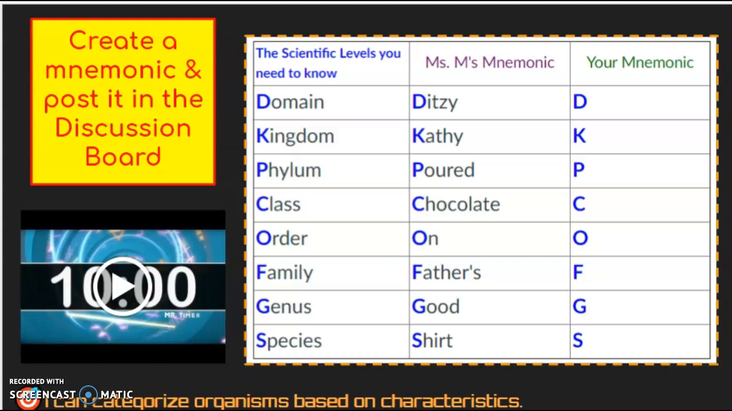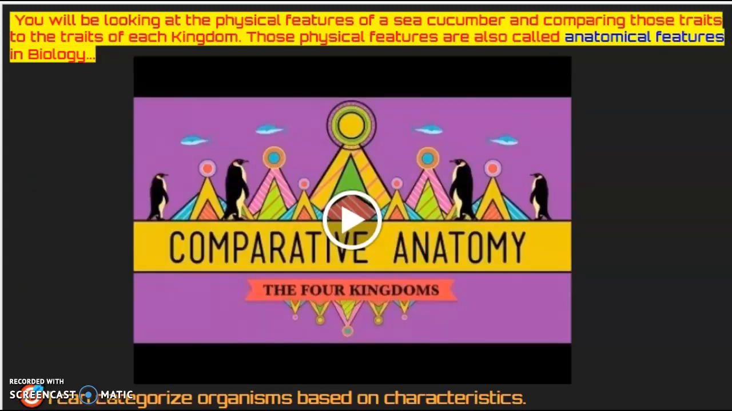Okay, and then we'll move on to the major project today, the sea cucumber. It's quite an unusual looking organism, and even giving it its name. Is it a plant? Is it an animal? Is it a protist? Is it a fungi? Just what is the sea cucumber?